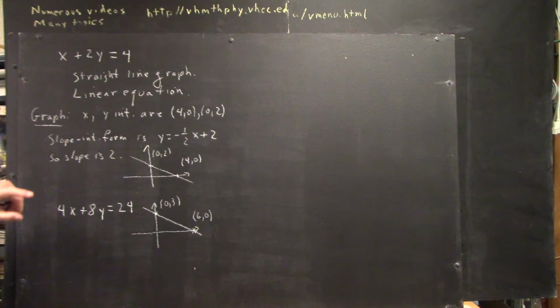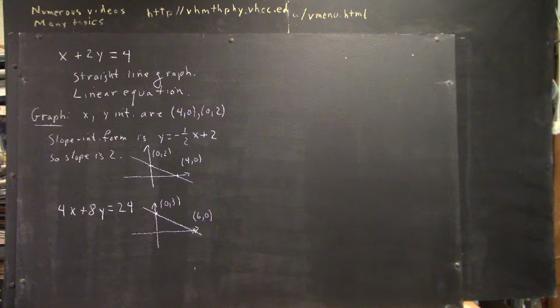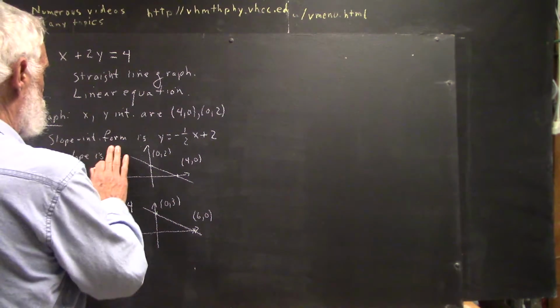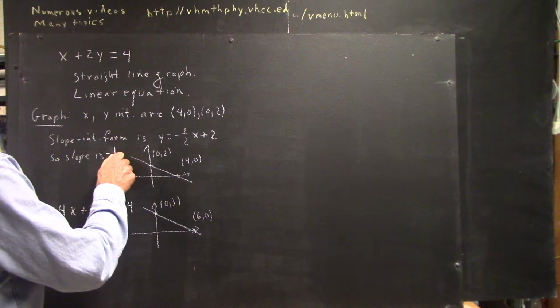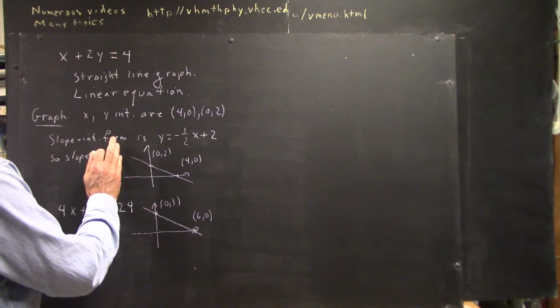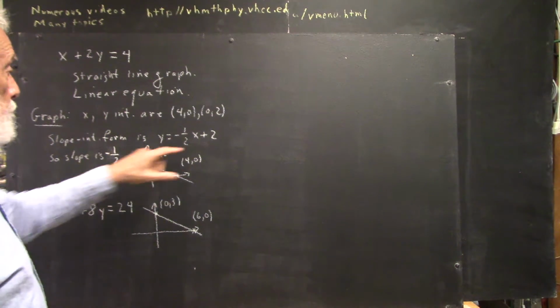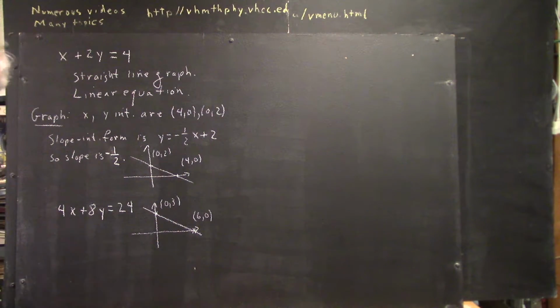So the slope of this graph is, where's my white chalk? I wrote down 2, I don't know what I was thinking, but negative 1/2. Okay, slope is negative 1/2, that being the coefficient of x.